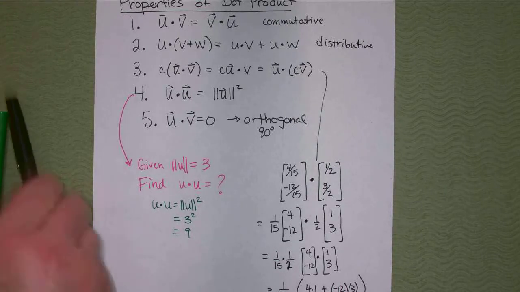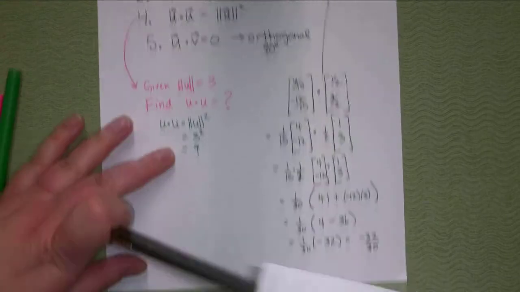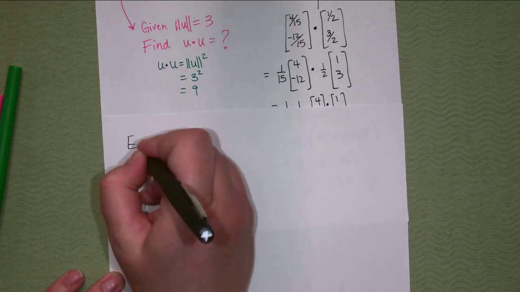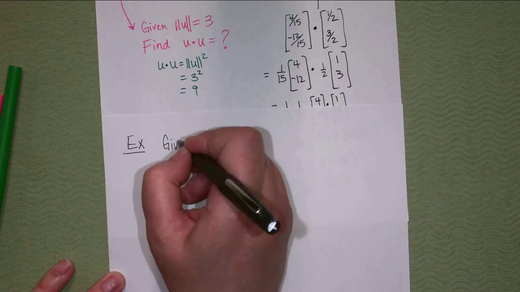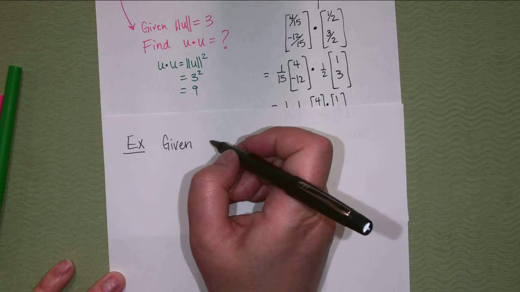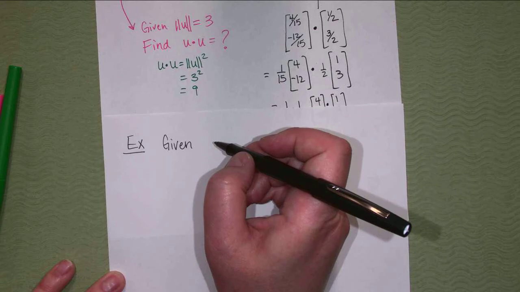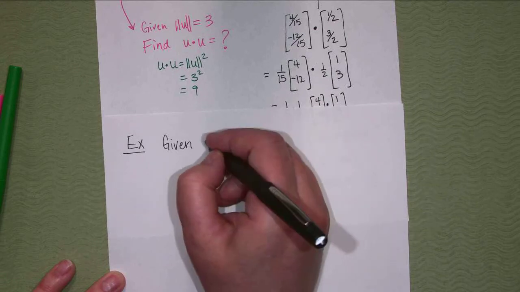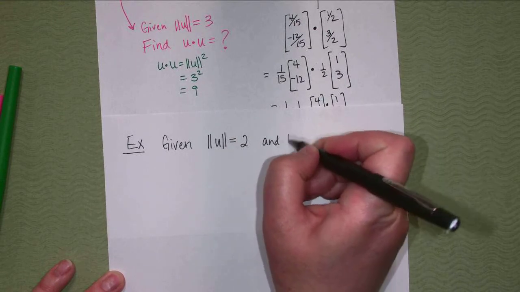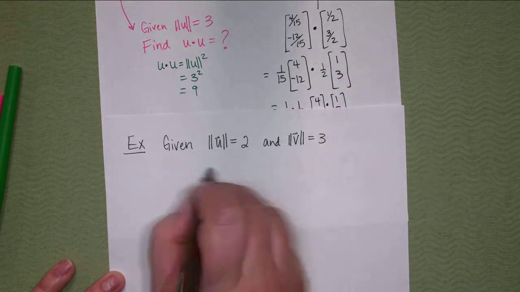For example, let me just put one example of that. Let's say we were given the length of u equals 2, the length of v is 3, and u dot v equals 1.